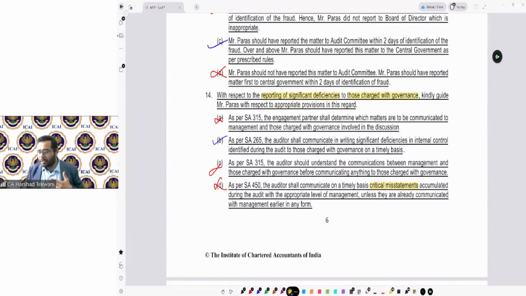Correct, Janvi? Correct, Sumit? Not D. Any doubt with respect to this? Any doubt?